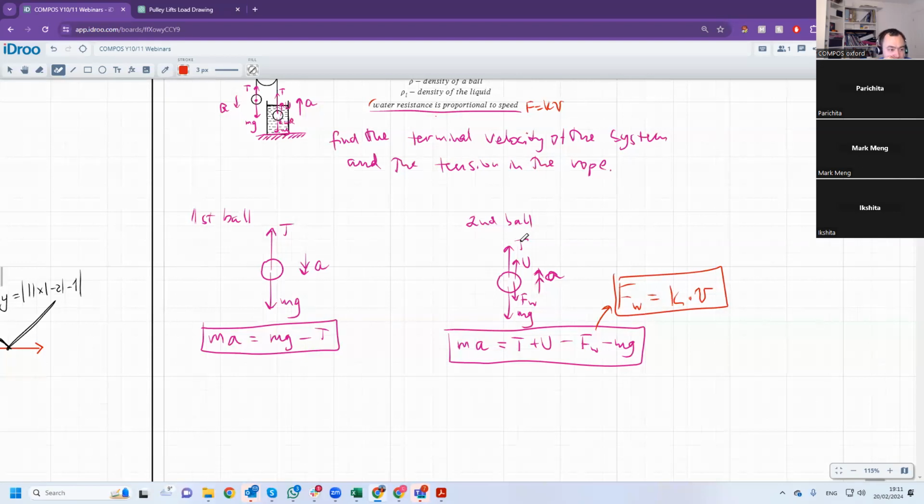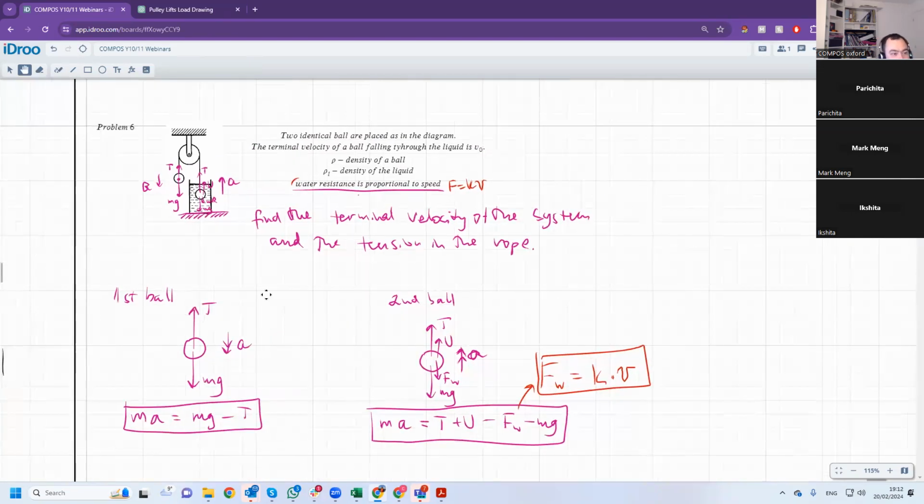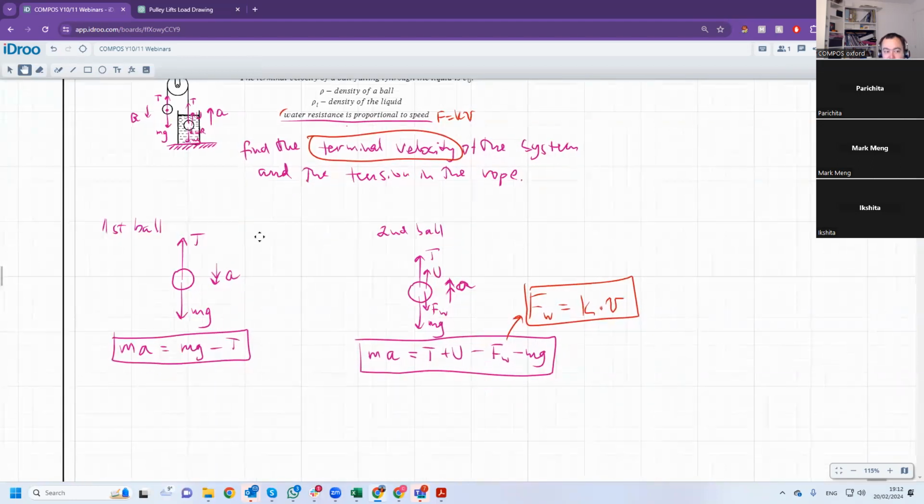Where? Brackets around the T plus U? No, it doesn't matter. Force is pushing you up, minus force is pulling you down. T plus U. Now, what does this mean? What does this mean in terms of acceleration?